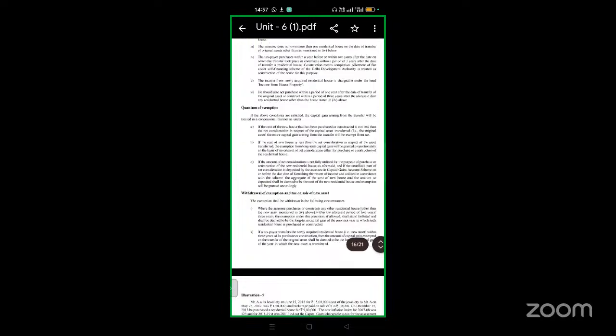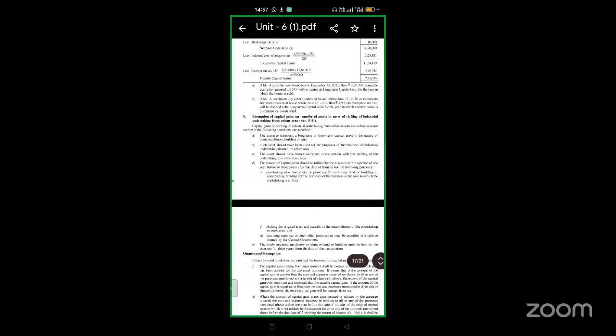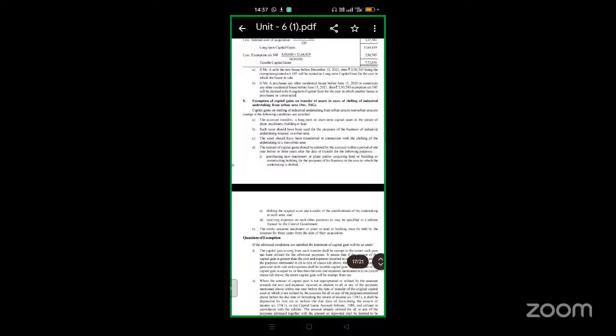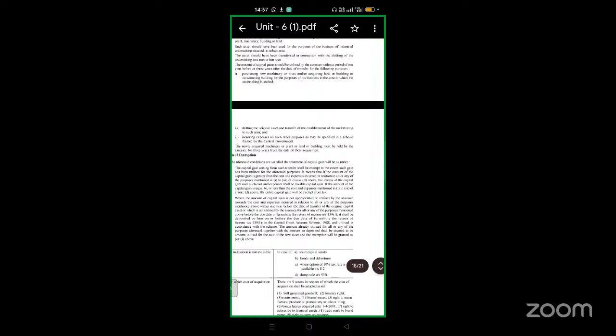Next, exemption of capital gains on transfer of assets in cases of shifting of an industrial undertaking from an urban area. It means if you are shifting your industrial undertaking from an urban to a non-urban area, using the gain you have received, you'll get an exemption. Similarly, if you are shifting to special economic zones, that also gets an exemption. So this is about income from capital gains.